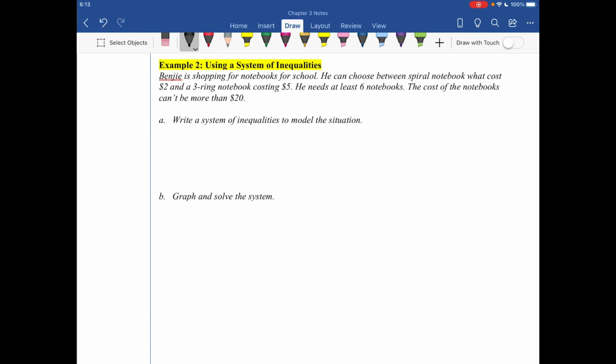Now we're ready for some word problems. Benji's shopping for notebooks for school. He can choose between spiral notebooks that cost $2 and a 3-ring notebook which costs $5. He needs at least 6 notebooks. The cost of the notebooks can't be more than $20.